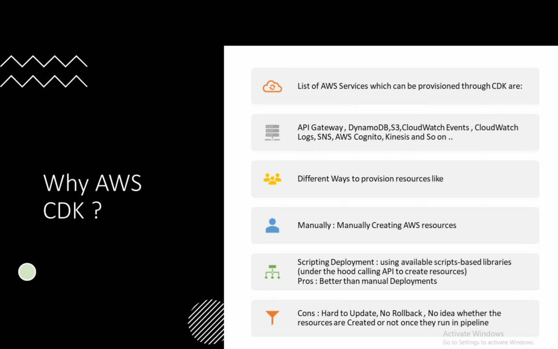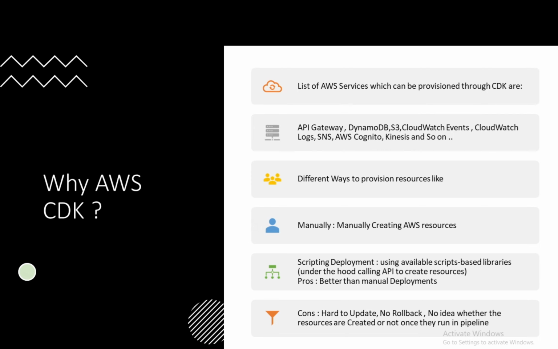There is no rollback feature. So we have no idea whether the resources are created or not once they are executed in the pipeline. With the help of AWS CDK, if you see the build steps or the execution steps in your GitLab runner or in your GitLab, you can see the resources getting created with the help of CloudFormation. The resource will get updated, and once it is in progress, the resources will get created.